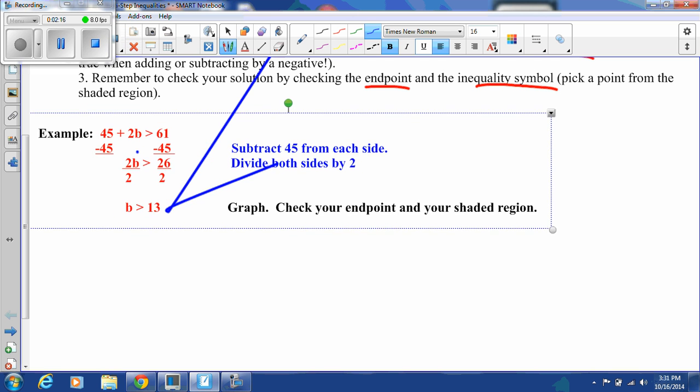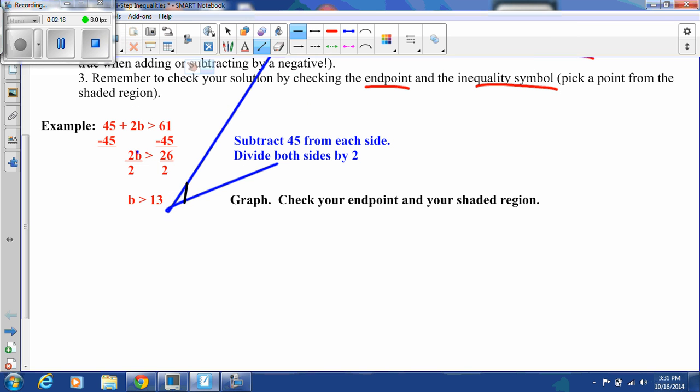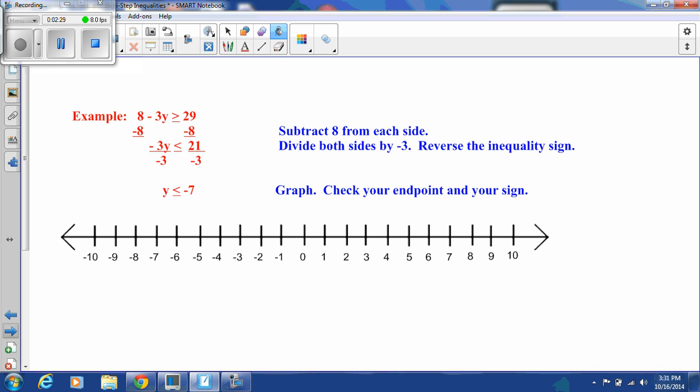I'm not going to graph this right now. We're not going to graph this, but you can do that on your own. You know how to do that.